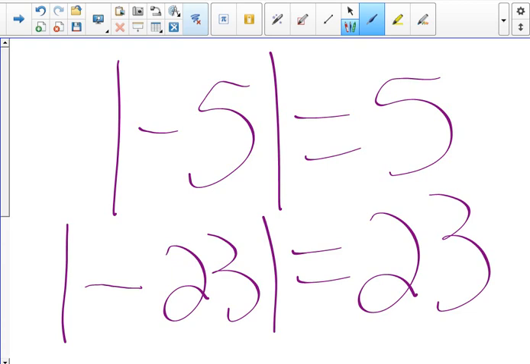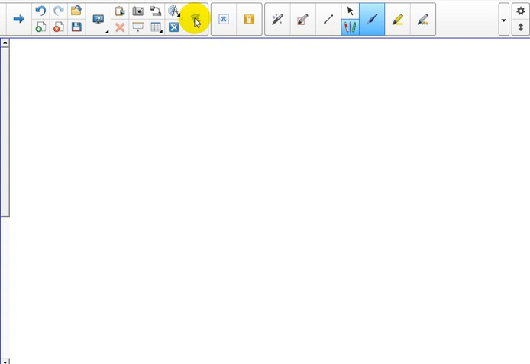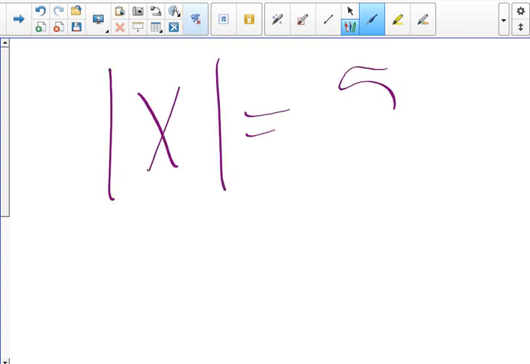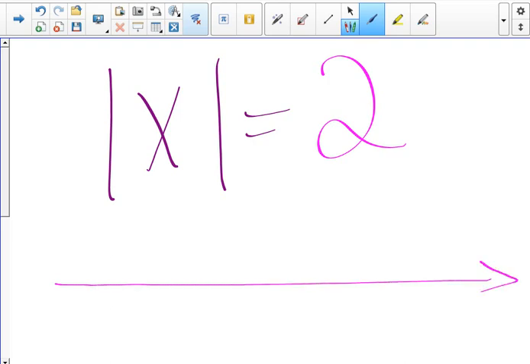Even though it's in a negative direction, we're still just measuring distance. How far are you from 0, on either side, the positive side or the negative side? So if I gave you something like this, and let me choose a smaller number. Okay, so let me make my number line here.